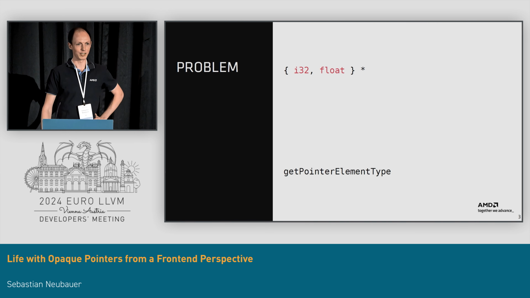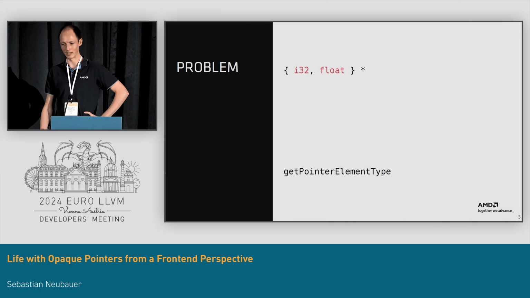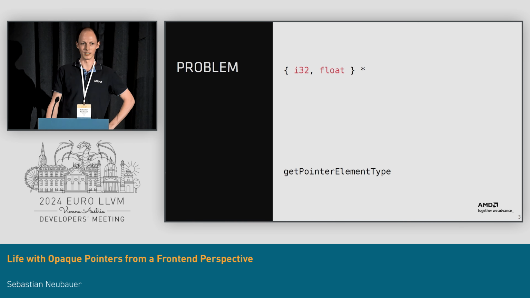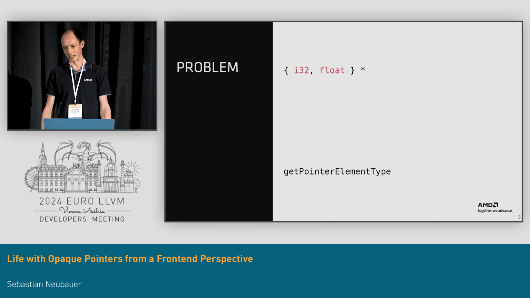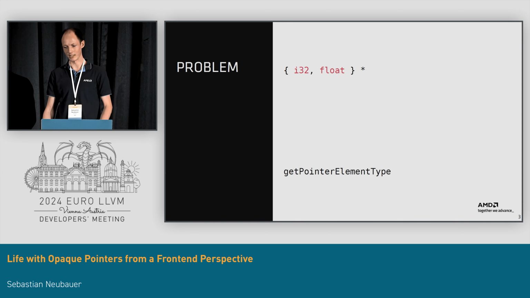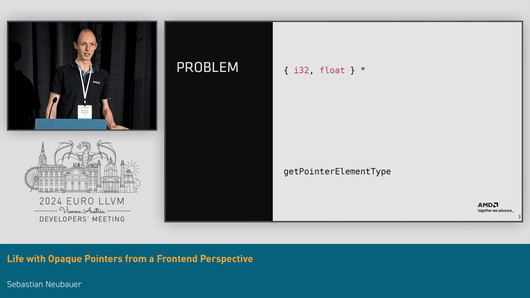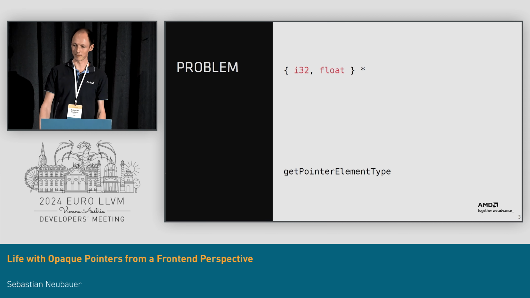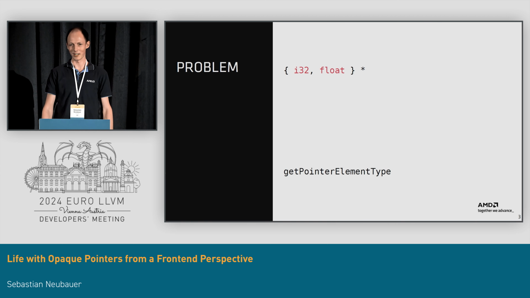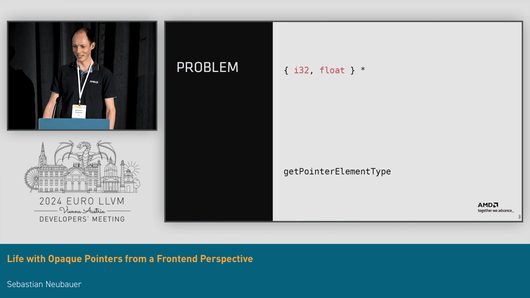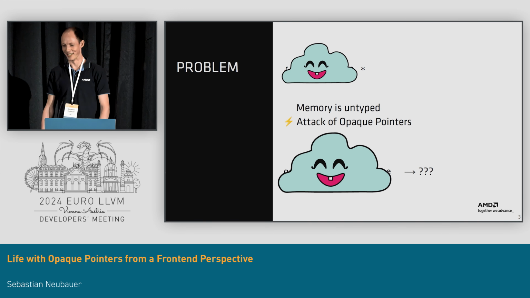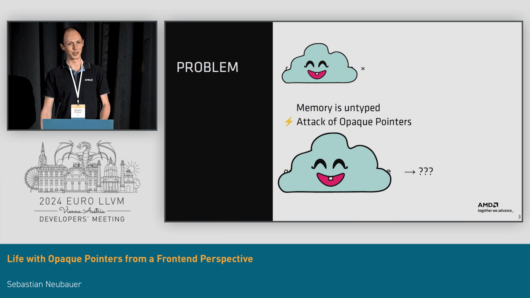So let's look at this piece of LLVM IR. What we see here is a type that's a pointer type to a struct, and the struct contains a 32-bit integer and a float. And if you have such a pointer type in your hand, you can call getPointerElementType to get the struct type from the pointer type. Now you may notice this is rather old LLVM IR. Now it looks slightly different because there are opaque pointers. So now we just have the pointer. We don't know what's behind that.